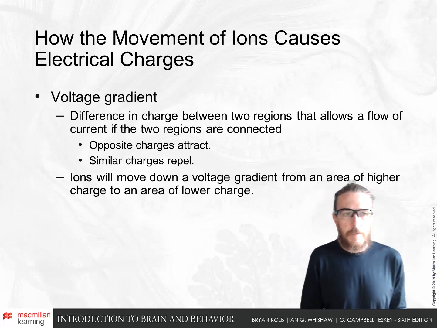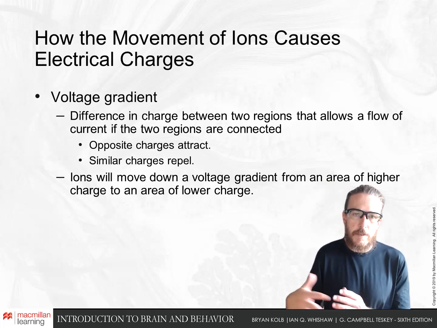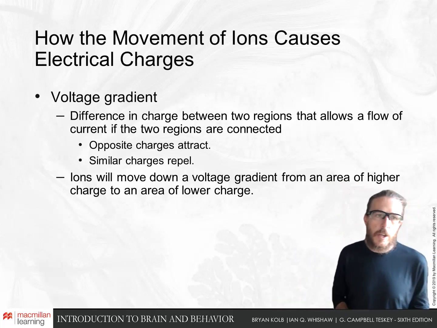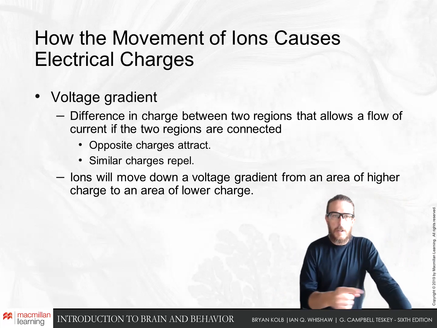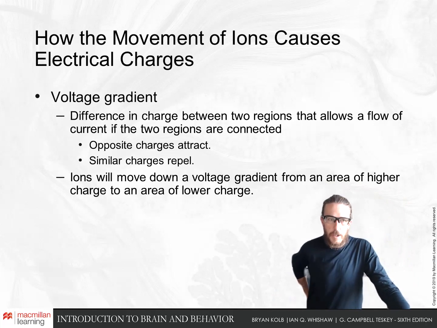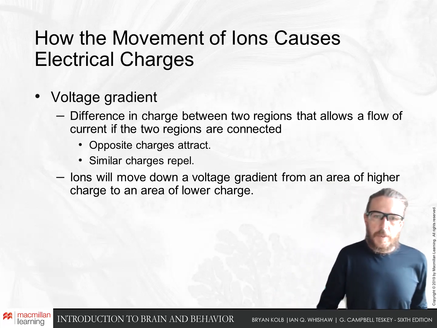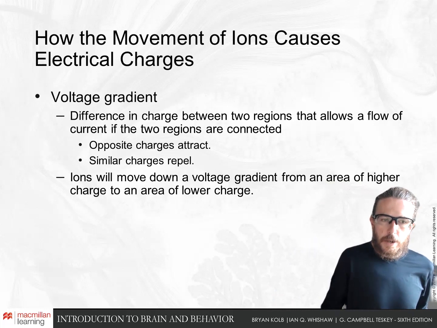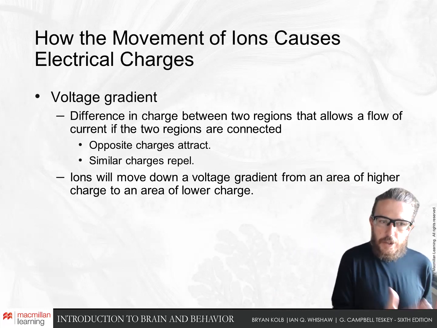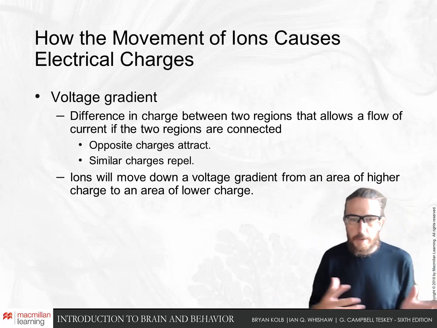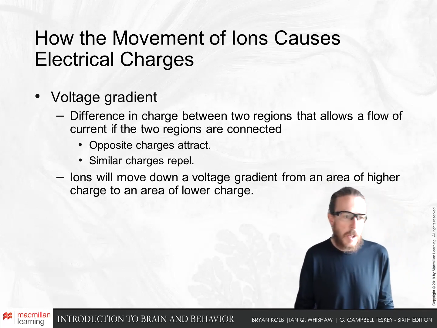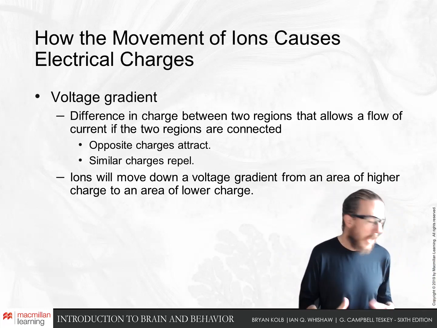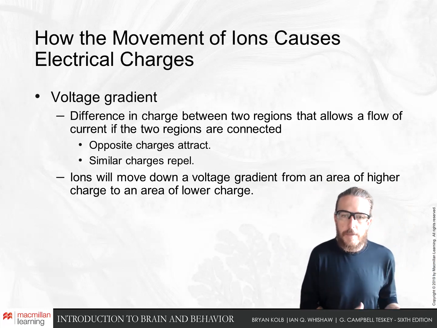Alternatively, there's something called a voltage gradient, which we've talked about with respect to a battery already. It's a difference in charge between two regions, and it allows a flow of current between the two regions if they're connected. So ions want to move from an area where there's higher charge, there's more electrons, to an area where there's lower charge or less electrons. So they want to move from an area like the inside of the cell where it's very negative to the outside of the cell where things are more positive.